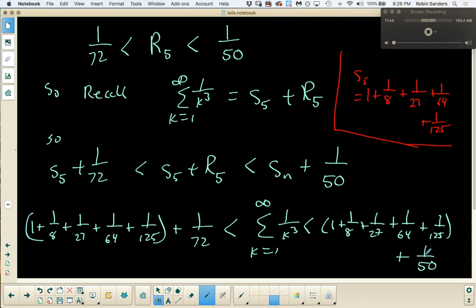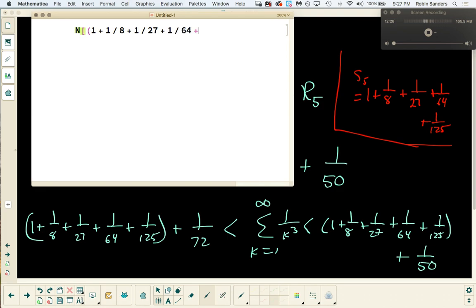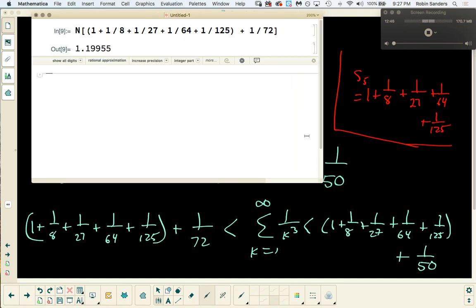Now, if I want to get decimals, that again is something for calculators or Mathematica, so let's go into Mathematica. I want decimals, so I'm going to be hanging a capital N around two things. We'll look at capital N of that series 1 plus 1 over 8 plus 1 over 27 plus 1 over 64 plus 1 over 125. And then, of course, I also want to add 1 over 72. And I want the decimal equivalent of that number. Let's pull this out just a little bit.